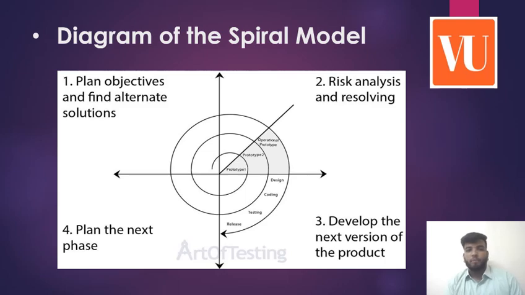Now moving to the diagram part. Diagram of the spiral model. First is plan objectives and find alternative solutions. Second is risk analysis and resolving. Third is develop the next version of the product. And fourth is plan the next phase. There are two types of prototypes, prototype 1 and prototype 2, and the design, coding, testing and releasing parts are also mentioned.